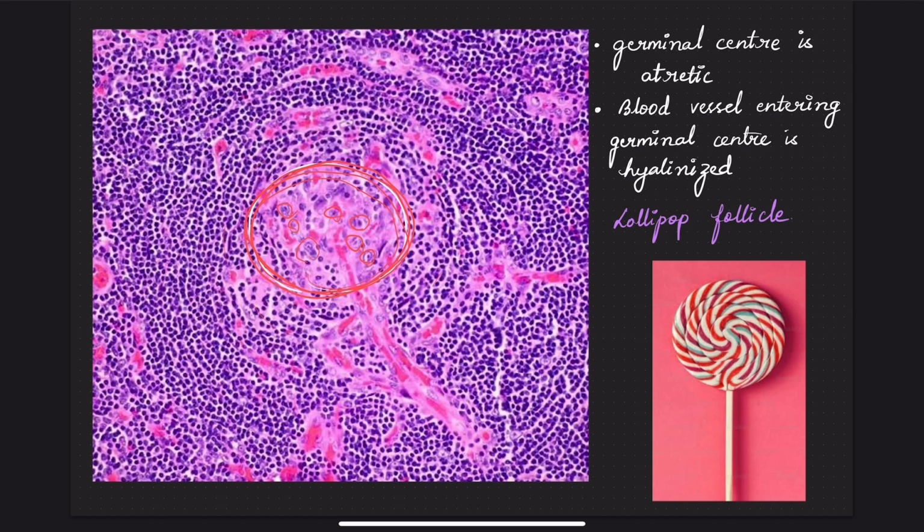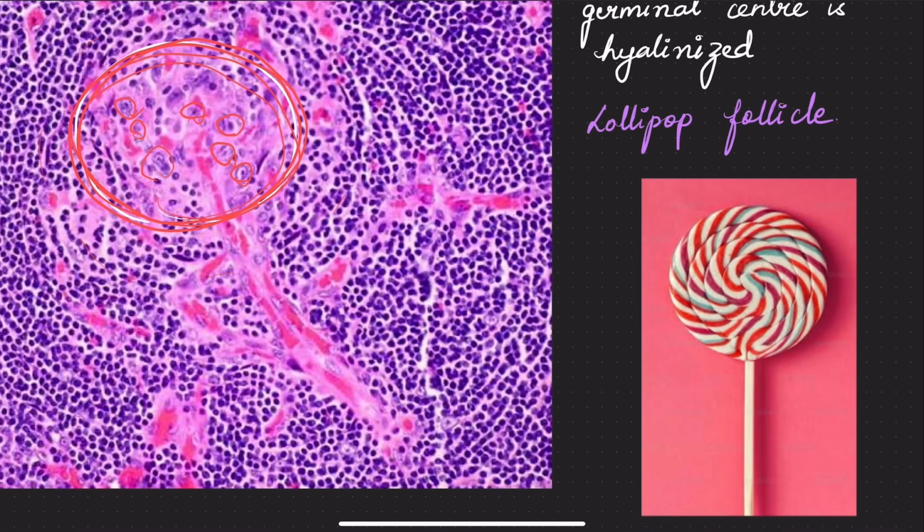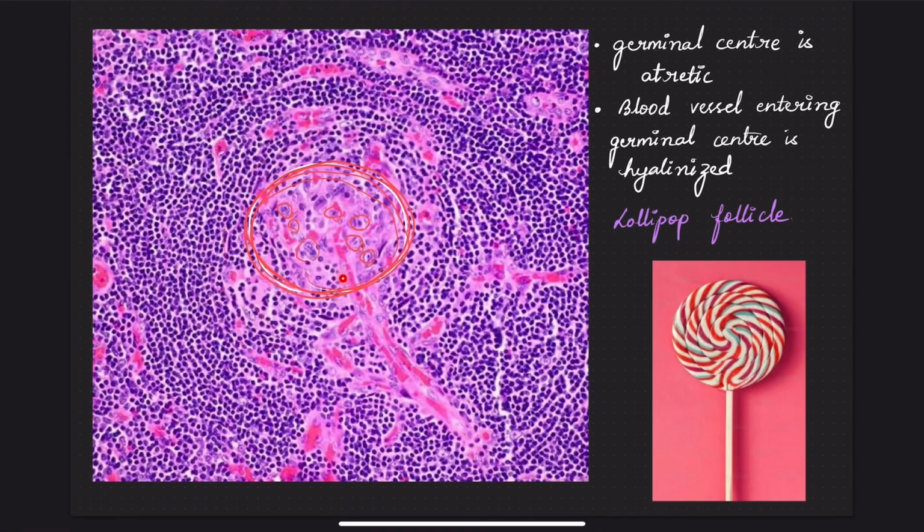This blood vessel shows increased pinkishness. That means the vessel is hyalinized. So the hyalinized blood vessel entering the germinal center, the small germinal center with this hyalinized blood vessel, gives you an appearance of a lollipop. This is the lollipop. Hence, this follicle is called a lollipop follicle. Blood vessel entering the germinal center is hyalinized, and the germinal center is atretic.